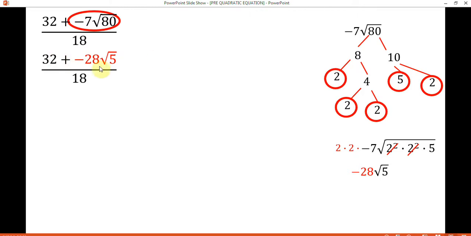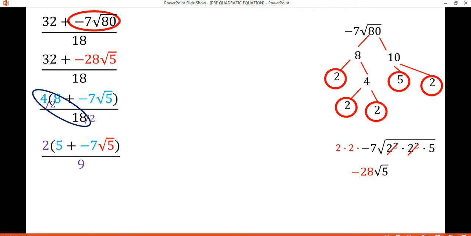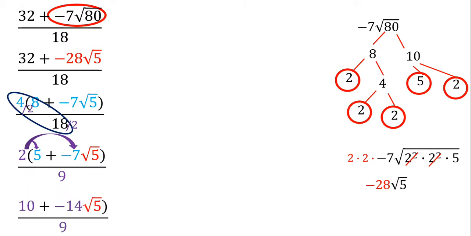The greatest common factor between 35 and negative 28 is 4. So I can take a 4 out of both of those terms on the top. When I take a 4 out of both of those terms on the top, it's going to leave 8 plus negative 7 square root 5. I'm going to reduce 4 over 18 by 2, and that will give me 2 where the 4 used to be, and 9 where the 18 used to be. I will then distribute, and my final answer will be 10 plus negative 14 square root 5 over 9.